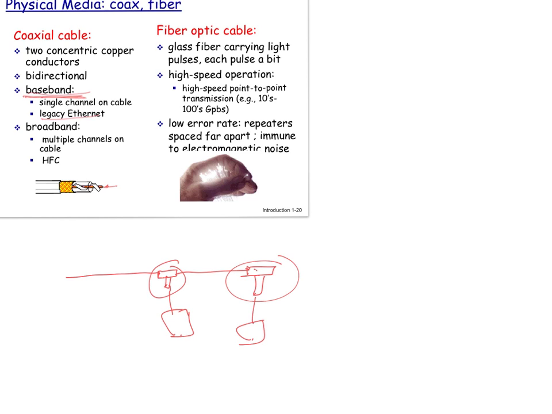Of course, this kind of Ethernet has disappeared completely by the existence of hubs and switches. So we don't have this anymore. So this is very obsolete now.